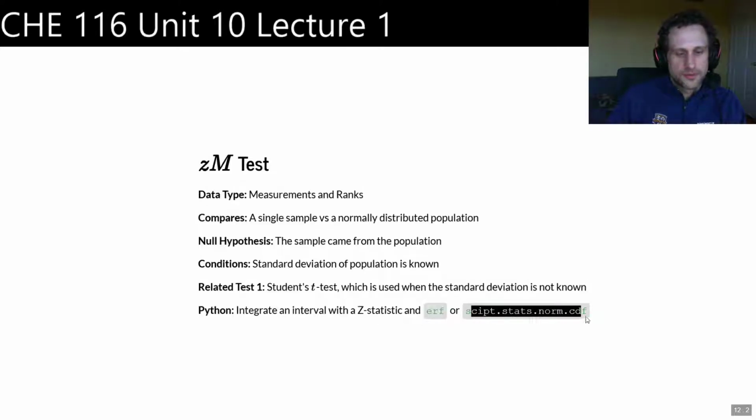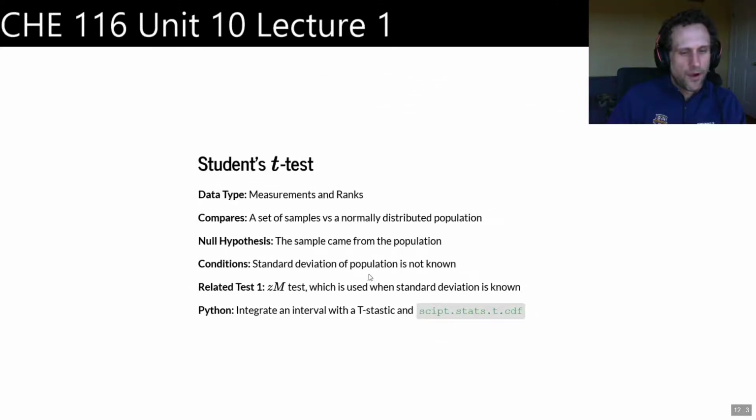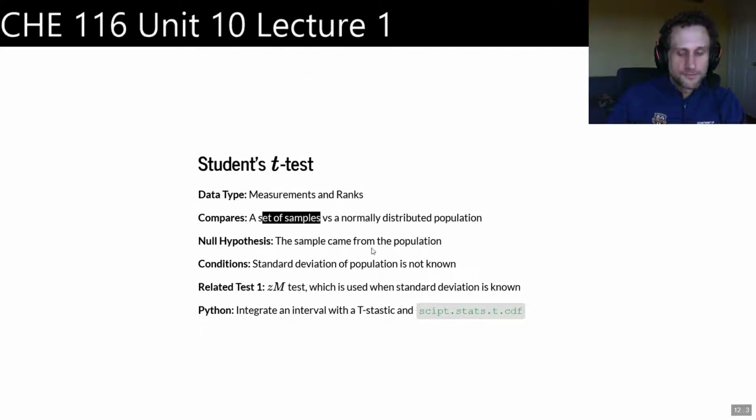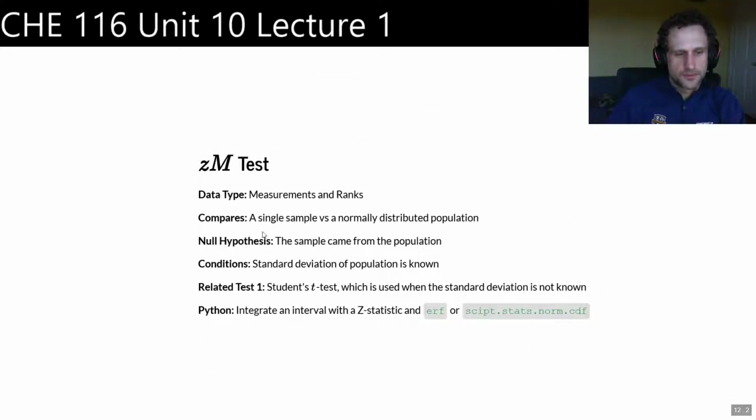So you can use the SciPy stats normal. Then the student t-test is the same, except we don't know the population standard deviation, and therefore we estimate it with samples. So for the student t-test, we need to have multiple samples. Now, what if you had samples, but you knew the population standard deviation? Then you could still use the ZM test, but you would take the sample mean here instead of just using the single value.